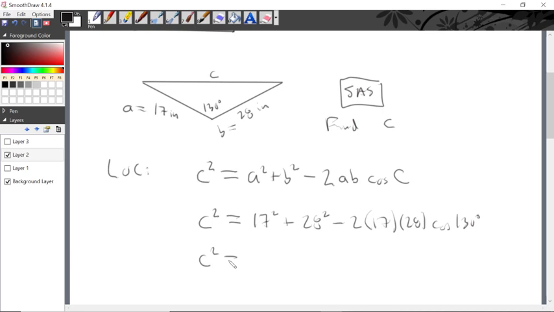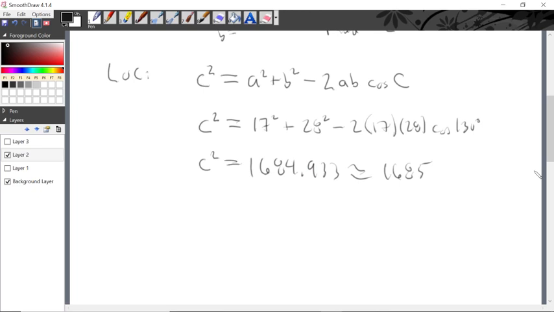So now we can go to the calculator and plug all this in and get an approximation for C squared. So I have 17 squared plus 28 squared minus 2 times 17 times 28 times the cosine of 130, and I make sure I'm in degree mode, and I get approximately 1685.